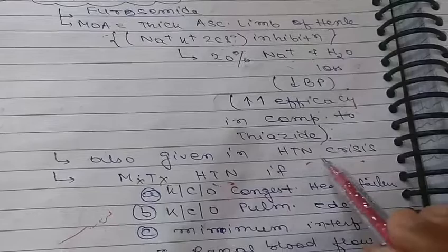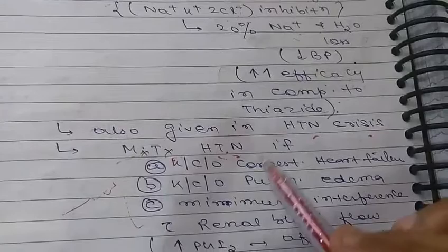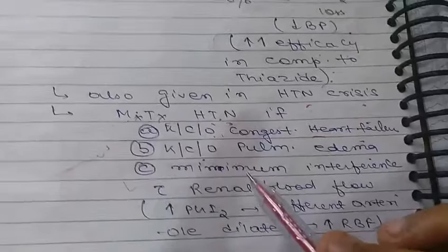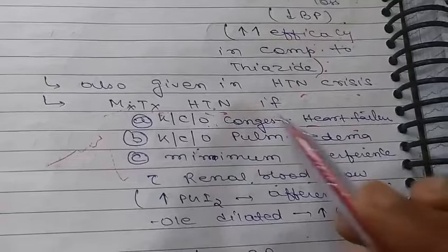It is used in hypertension crisis, but it can also be given in maintenance treatment of hypertension if there is one of these three conditions. The first one is a known case of congestive heart failure, or a known case of pulmonary edema. It also has minimum interference with your renal blood flow, so you can use this antihypertensive drug.